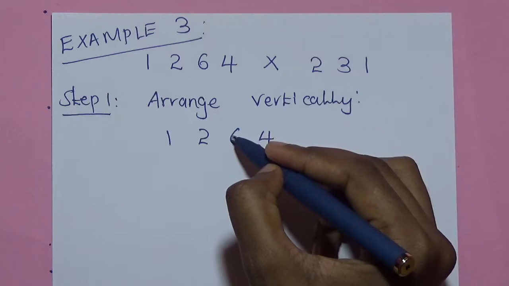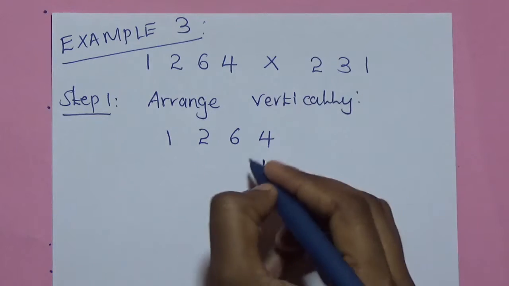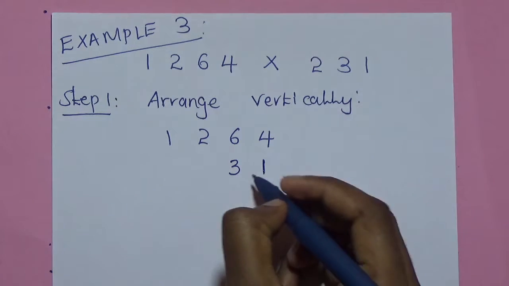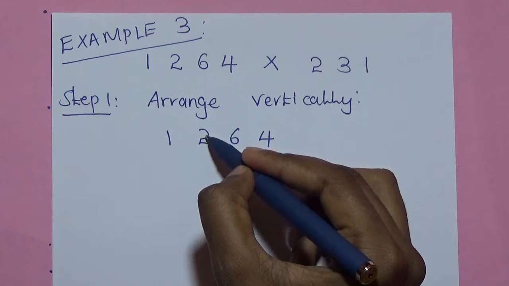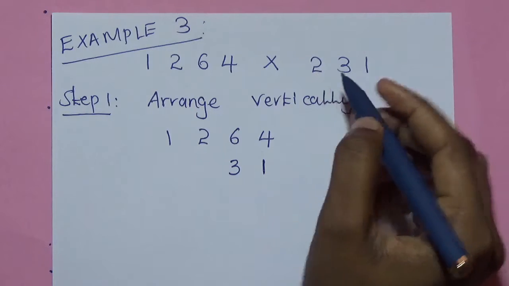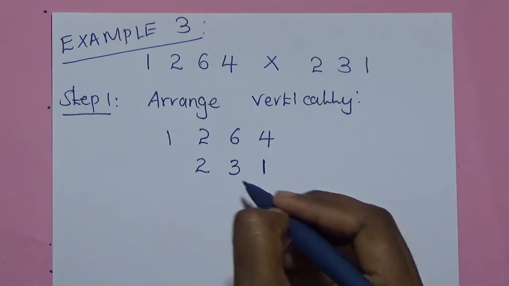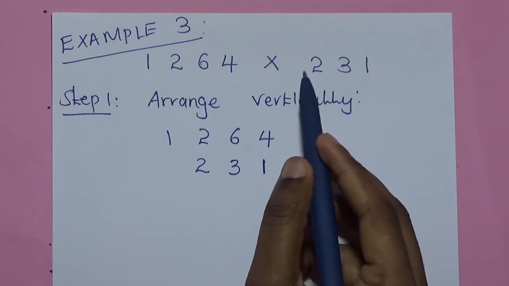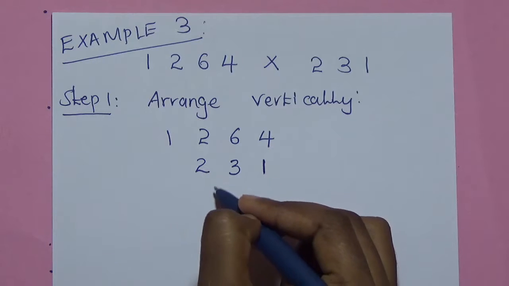Then, 6 represents tens and 3 represents tens. Therefore, 3 will come below 6. And 2 represents hundreds and 2 here also represents hundreds. Therefore, 2 will come below the other 2. Now, we don't have any other digit here, so we are going to leave it like that.